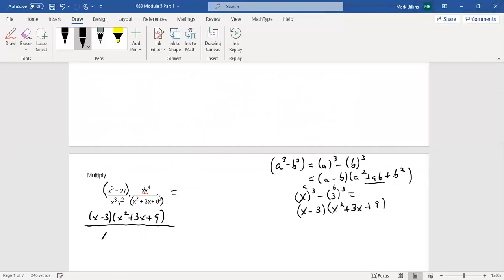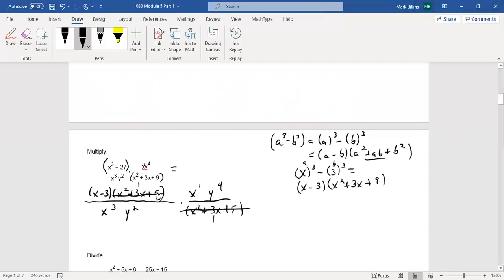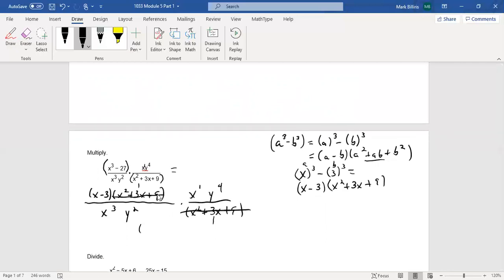In my denominator, I have x cubed and y squared. In my numerator, I have x to the first and y to the fourth. And in my denominator, I have x squared plus 3x plus 9. So normally I would look to factor, but again, being observant, you'll see that the x squared plus 3x plus 9 occurs in both the numerator and the denominator, so I can reduce. So now when I'm looking at other factors, the x minus 3 in the numerator cannot be reduced.